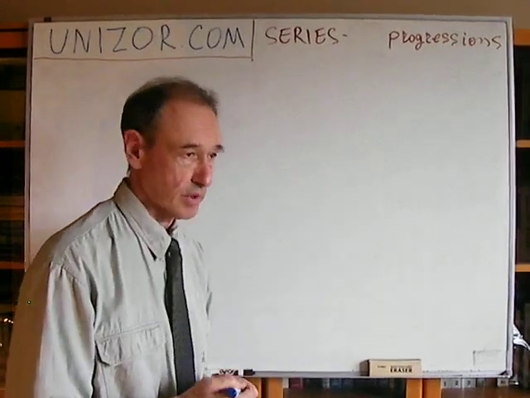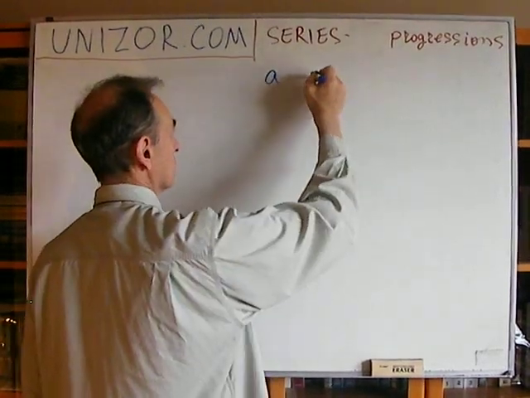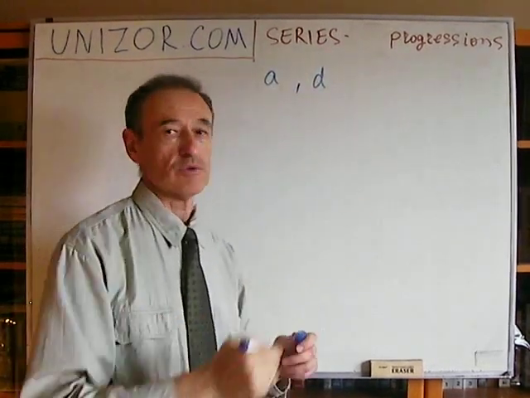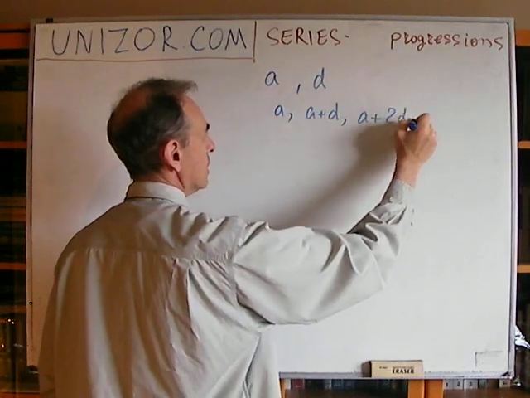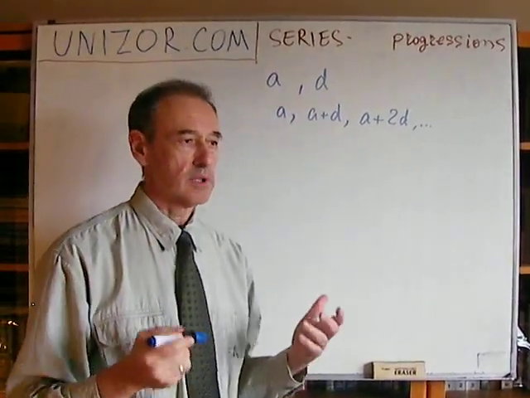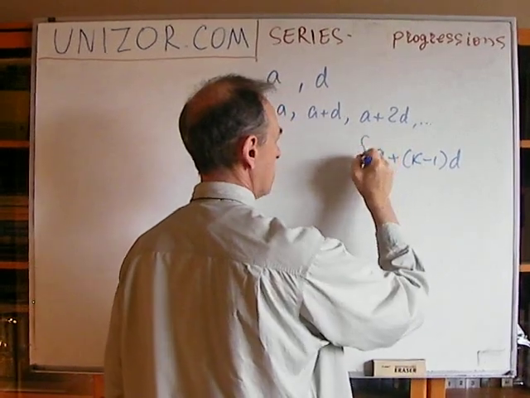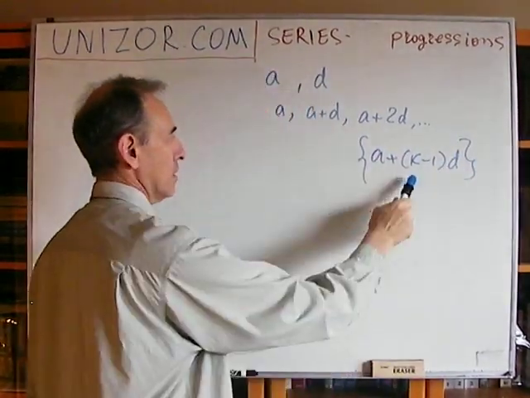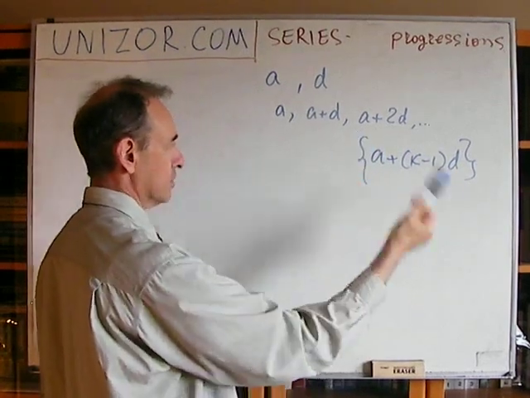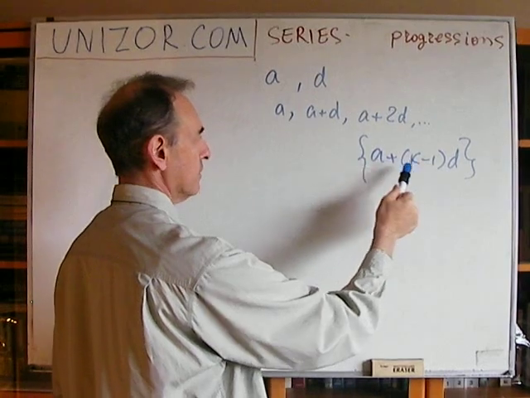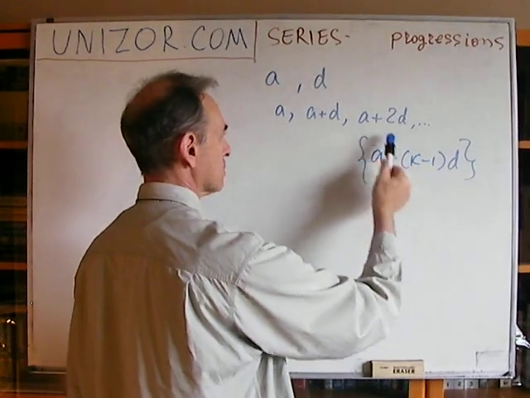So first of all, about arithmetic progression. Arithmetic progression is characterized by the first element, A, and the difference, D, between two consecutive elements, which means that after the first element, A, the next one would be A plus D, the next one would be A plus 2D, etc. And what is my element number K? It's A plus (K minus 1)D. This is the generalized K-th element of arithmetic progression with the first element A and the difference D. Indeed, if K is equal to 1, this is 0, so it's A. If K is equal to 2, 2 minus 1 is 1, so it's A plus D. If K equals 3, 3 minus 1 is 2, so it's A plus 2D, etc.